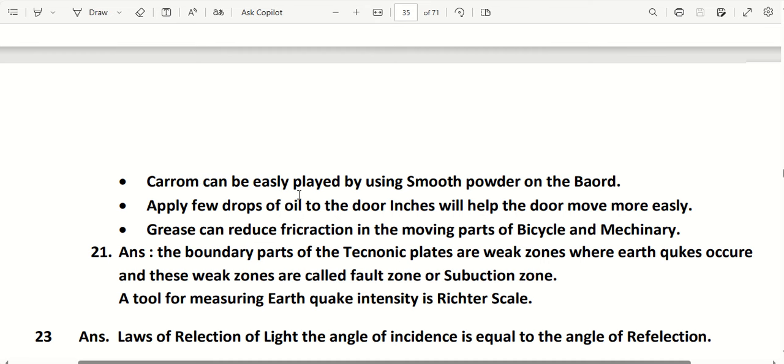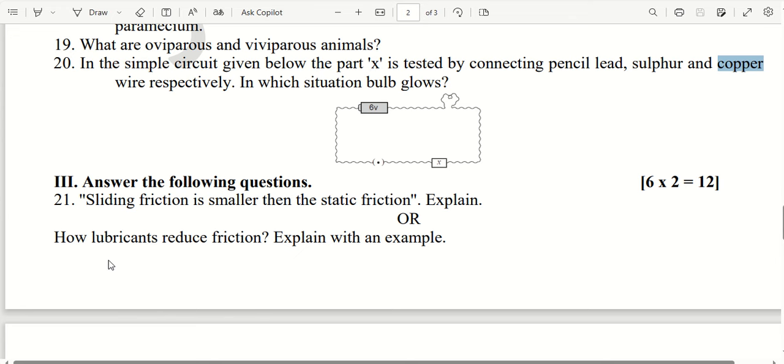So carom can be easily played by using smooth powder on the board. Applying a few drops of oil to the door hinges will help the door move easily. Grease can reduce the friction in moving parts of the bicycle and machinery. So these are how lubricants reduce friction. Explain with an example. That is the answer for that one.